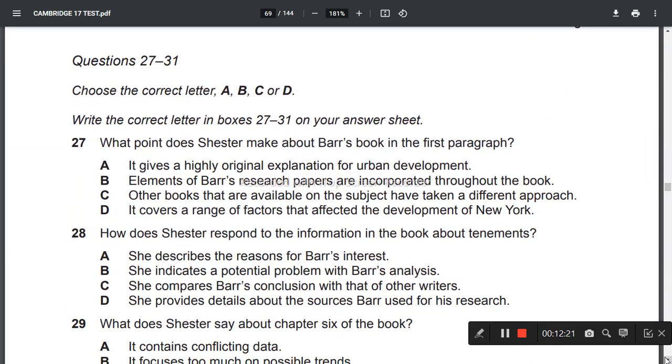Questions 27 to 31. Choose the correct letter. Choose the correct letter A, B, C, or D. Write the correct letter in boxes 27 to 31 on your answer sheet.